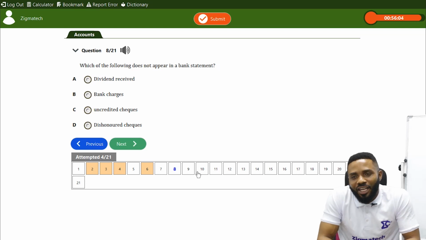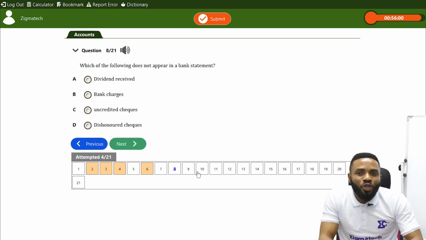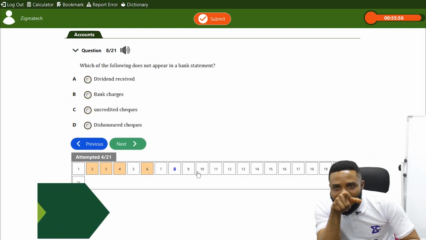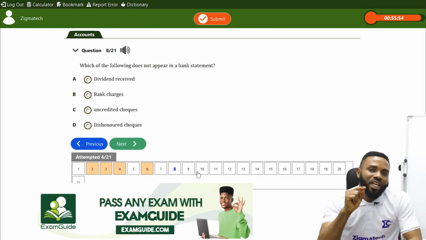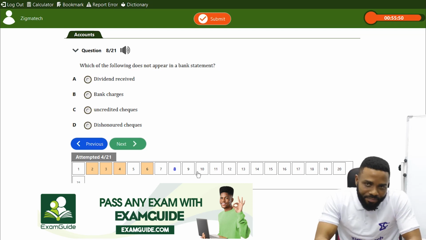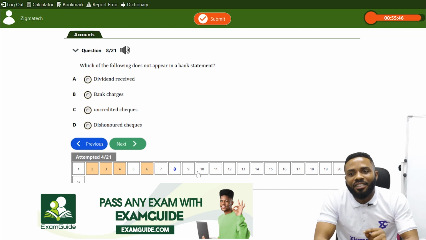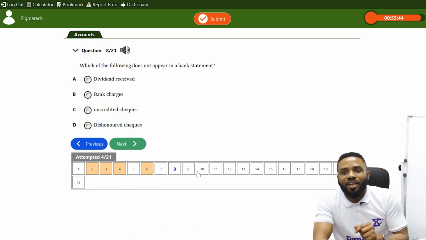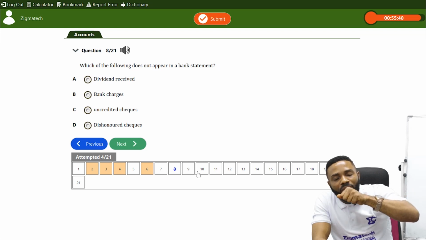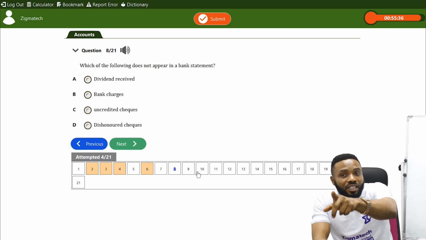Then dishonored check. Let me say something about dishonored check. Students usually make the mistake of categorizing dishonored check as a transaction that is not shown in the bank account. But that is not correct. Once you take the check to the bank and the cashier dishonors the check, it will be debited in the bank statement. So it cannot be dishonored check.